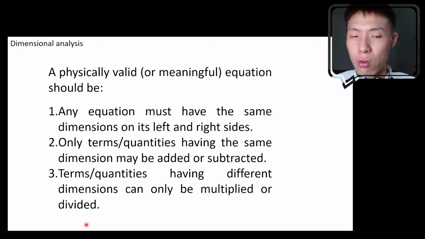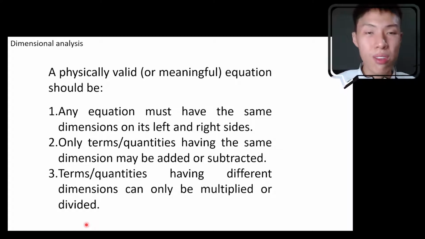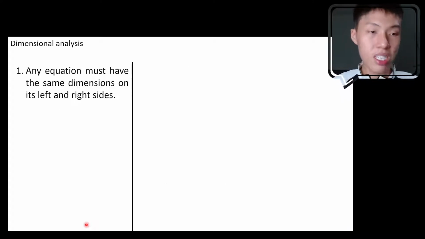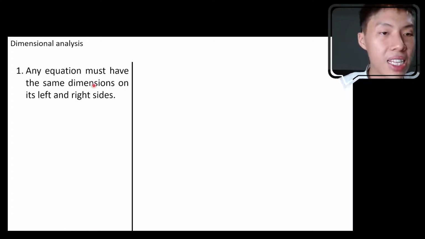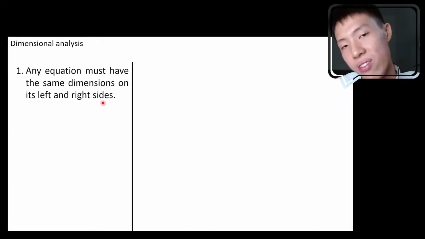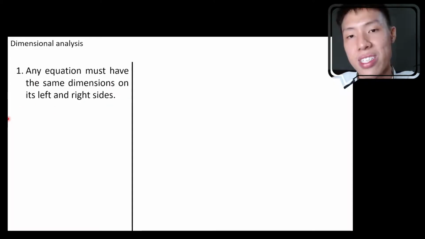So I'll go through them in greater depth now, but I'm not going to do it really formally. I'm going to do it a bit casually, sort of like talking about logic. So let's get into it. Any equation must have the same dimensions on its left and right side. Let's go straight into an example.